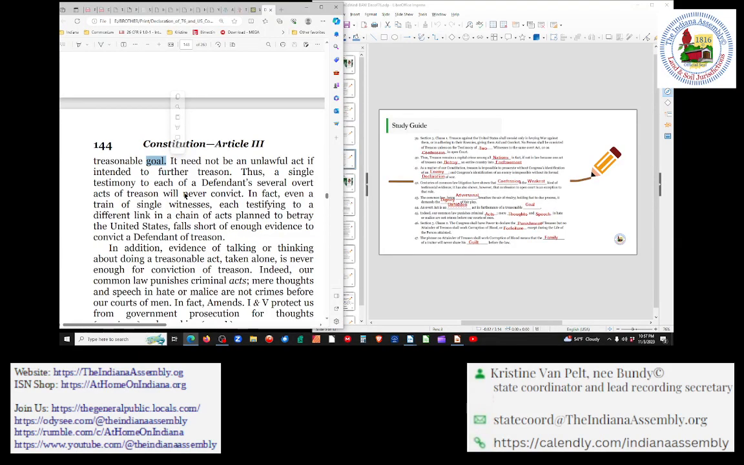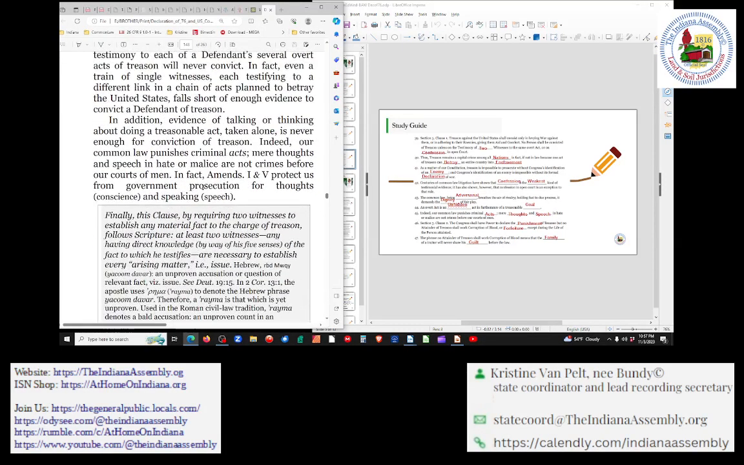Number 45. Indeed, our common law punishes criminal acts. Mere thoughts and speech in hate or malice are not crimes before our courts of men. That's why all these people can do all that threatening and trying to incite violence, but not get in trouble for it because it wasn't actually any problems.